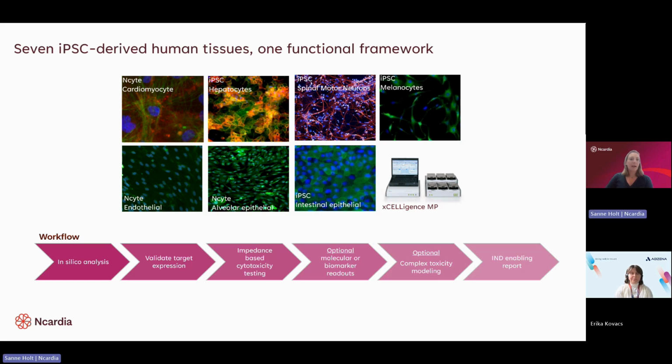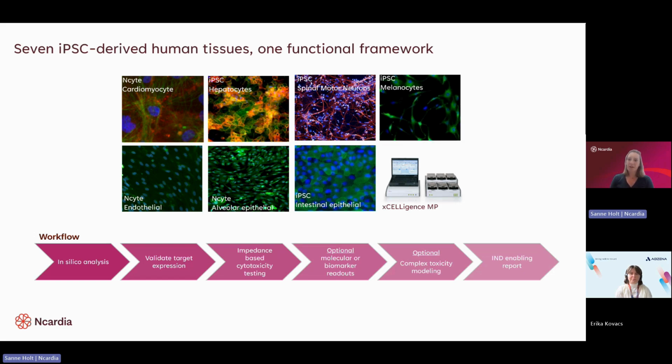So this is our platform. We selected 7 tissues, 7 iPSC-derived cells that we felt represented either very major organs that form a big toxicity risk, or organs that often come up in terms of expression of antigens that are commonly used in antibody therapies.